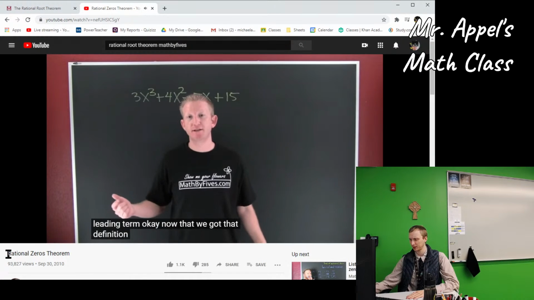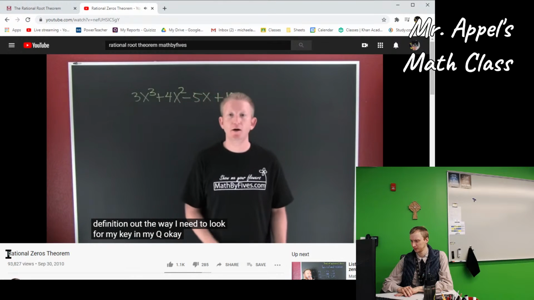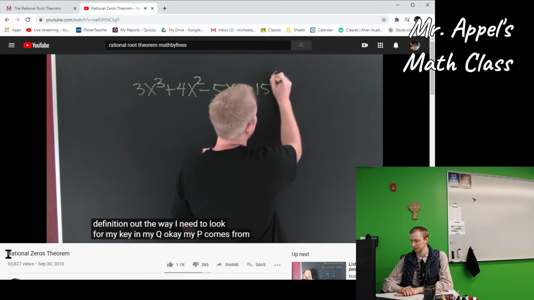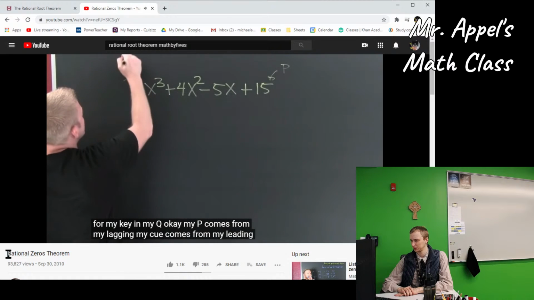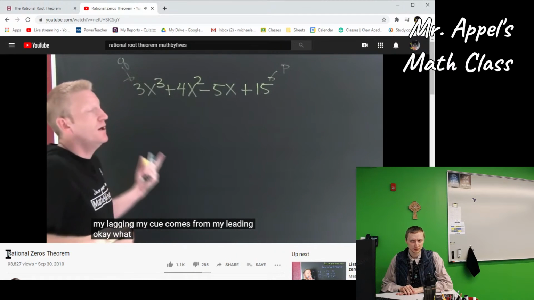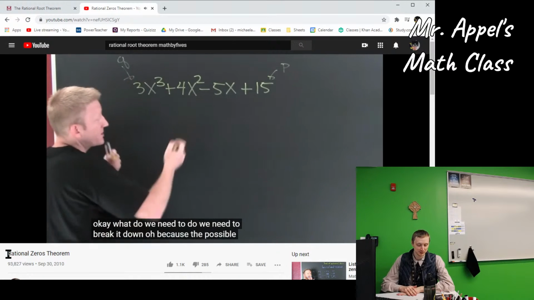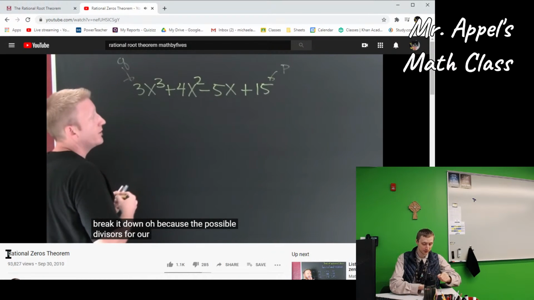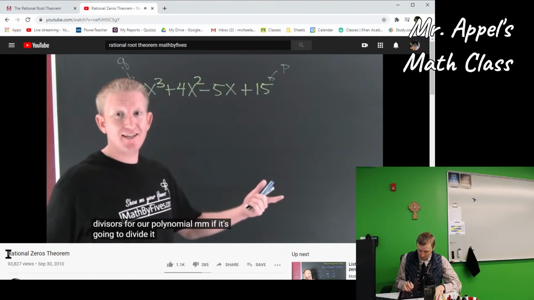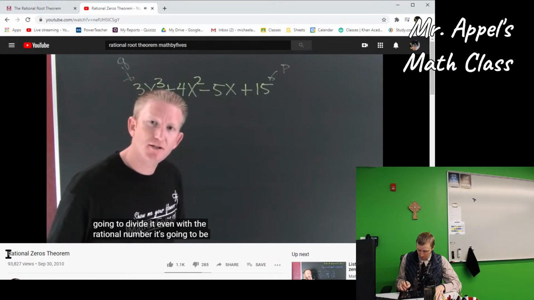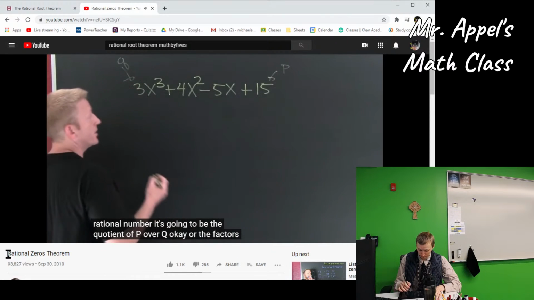Now that we got that definition out of the way, I need to look for my p and my q. My p comes from my lagging term. My q comes from my leading term. Okay, what do we need to do? We need to break it down. Because the possible divisors for our polynomial, if it's going to divide it even with a rational number, are going to be the quotient of p over q, or the factors of them.